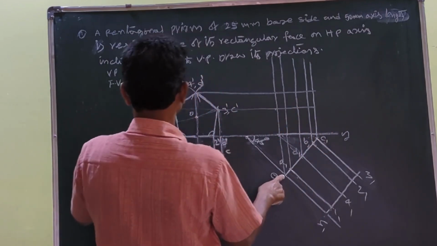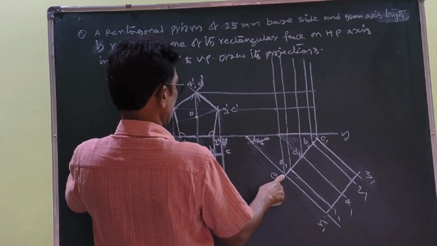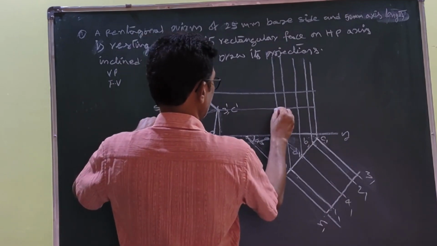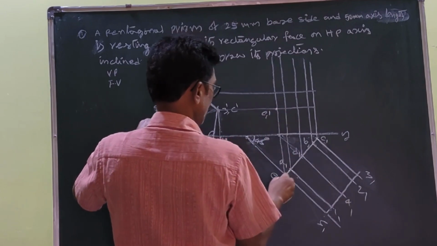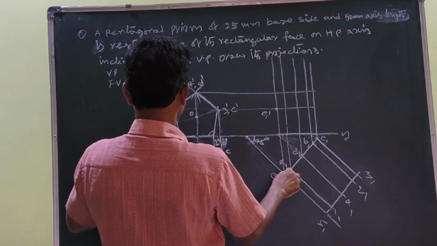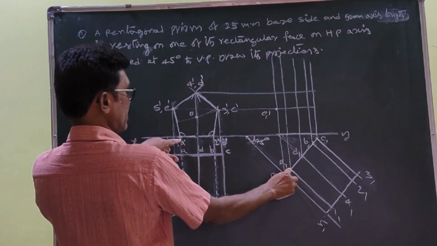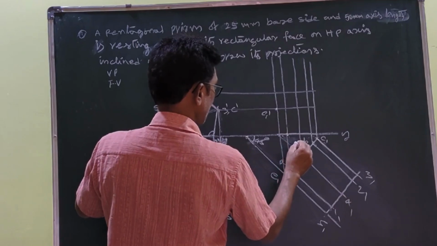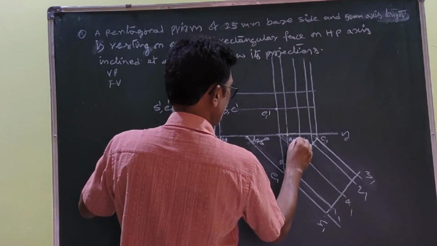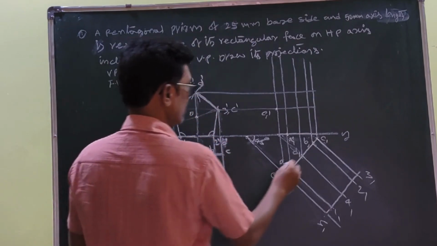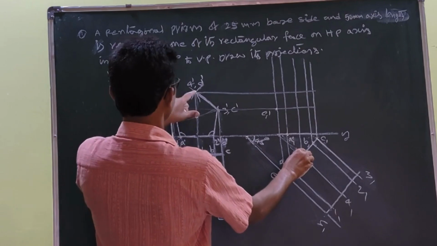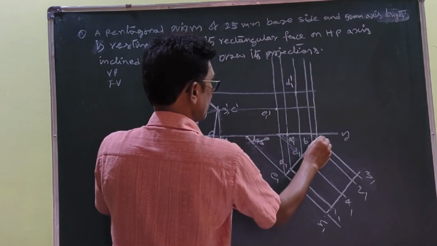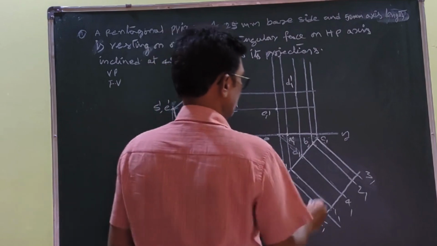This is E dash. This is E dash, E1. This is E1 and E dash. They meet here, so this is the E1 dash. Next, this is the A. They meet here. This is the A1 dash. Next, this is the D. They meet here. This is D1 dash. This is the C.